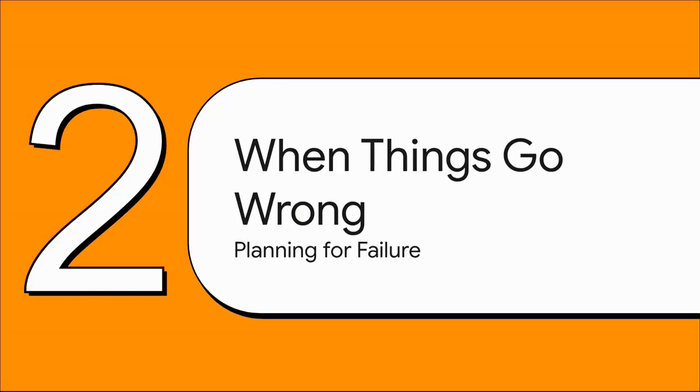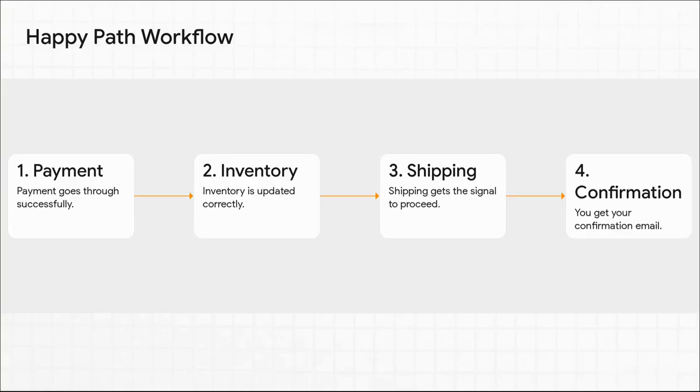Okay, so having a conductor sounds like the perfect solution, right? Problem solved. But what happens when one of the instruments hits a wrong note? Because in the digital world, it's really not a question of if things will go wrong, but when. And you absolutely have to plan for it. First, let's look at what we call the happy path. This is the dream scenario, right? Everything works perfectly. The payment goes through without a hitch, inventory gets updated, shipping gets the green light, and you get your confirmation email. It's just a beautiful, clean, straight line from start to finish.